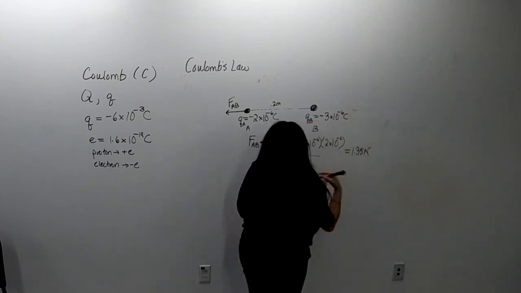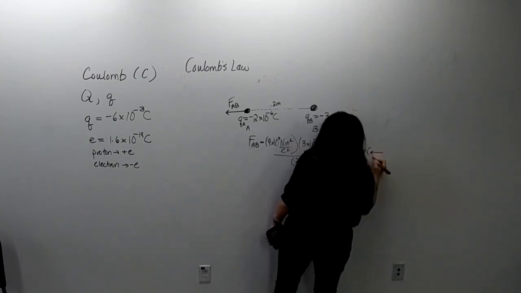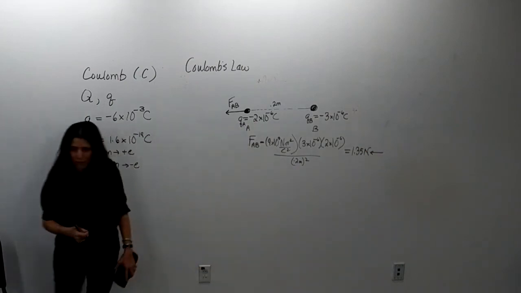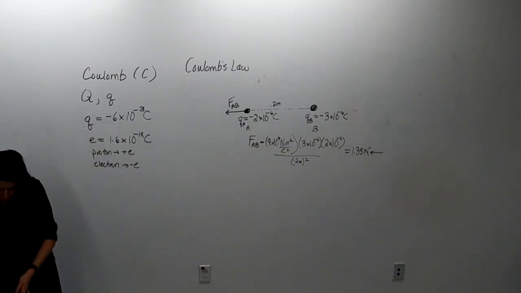Okay, and I like to personally put a little note to myself. You could call that negative 1.35 newtons. I just put a little arrow telling myself which way it goes.